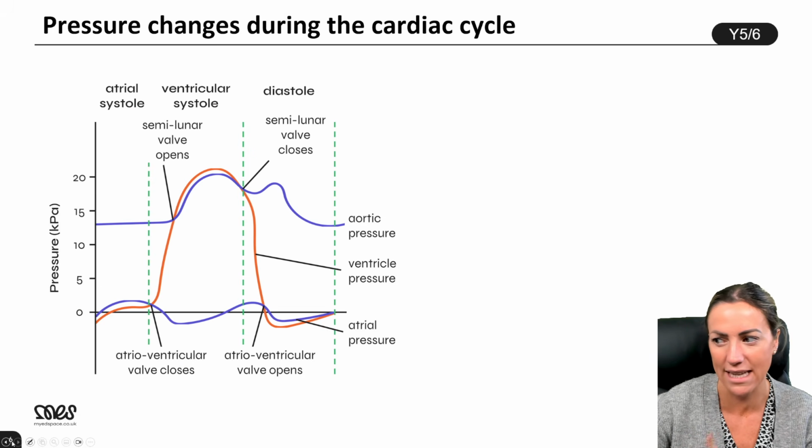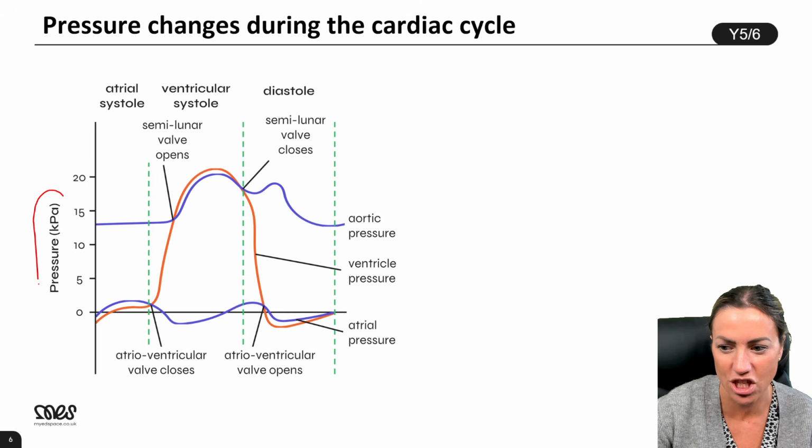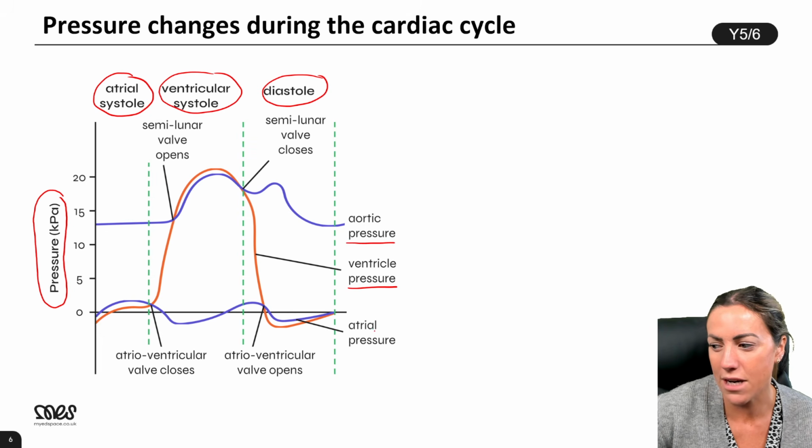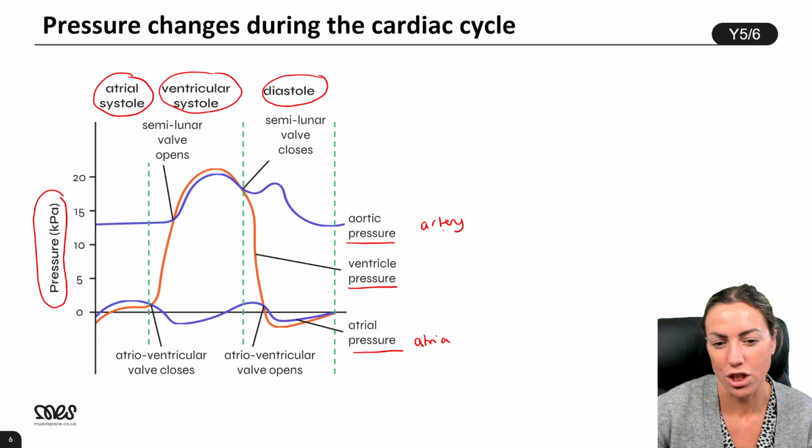If we have a look at this graph together, we can see that we've got pressure changes in the cardiac cycle, so pressures measured in kilopascals. We've got the 3 stages of the cardiac cycle: atrial contraction, ventricular contraction, and relaxation of all chambers. And we've got the pressure in 3 different parts of the heart: the atrial pressure, or the pressure in the atria, the ventricular pressure, and the aortic pressure. So this is the artery on the left side of the heart. So we're looking at pressure changes in the left side of the heart on this graph.